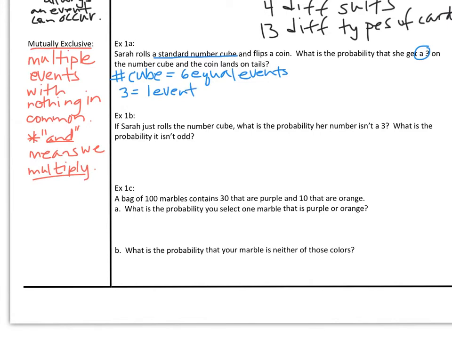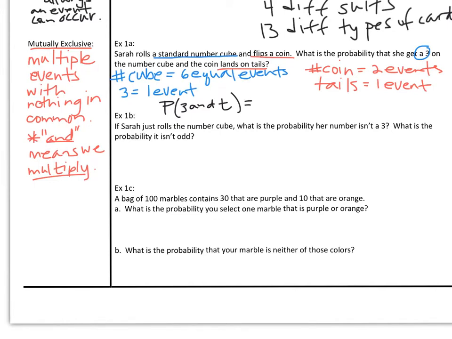If we think about flipping a coin, the coin is only going to have 2 events. And if she wants the coin to land on tails, it's either heads or tails. There's only one way that event can happen. So the probability then of both of these results, the probability of getting a 3 and having the coin land on tails, well, if there's only one event that holds true for a 3 on a number cube out of 6 possible options, we would take 1 out of 6 as that probability.